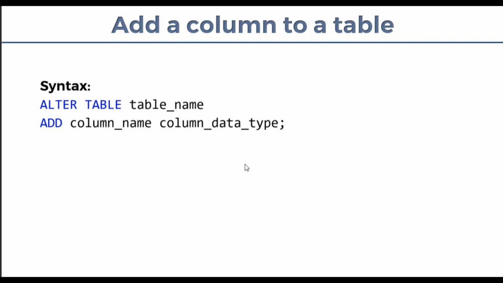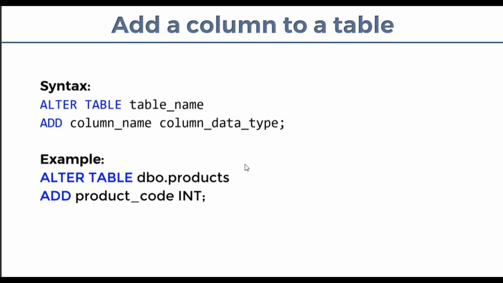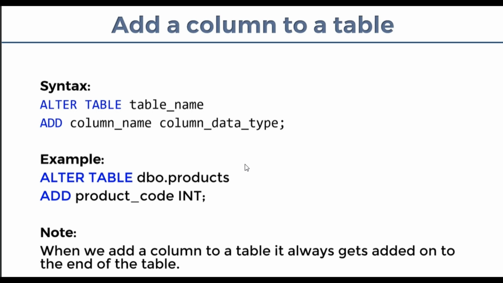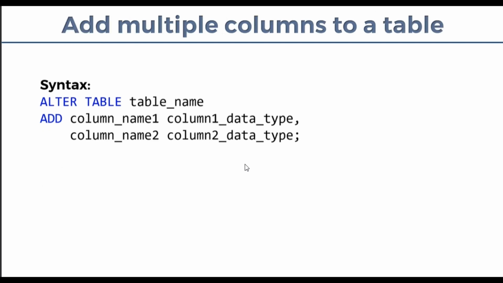The syntax is: alter table, table name, add, column name, and data type, which you have to mention. If you want to add one column to a table, you write alter table, table name, and add that column name, and define the data type of that column. Every column has an individual data type. For example, alter table dbo.products add product code, which is an integer. When we add a column to a table, it is always added to the end of the table.